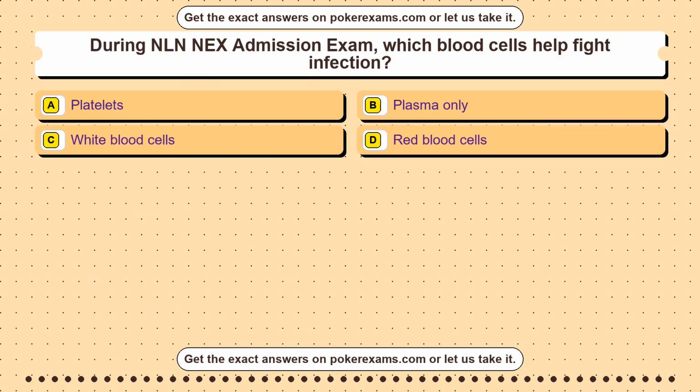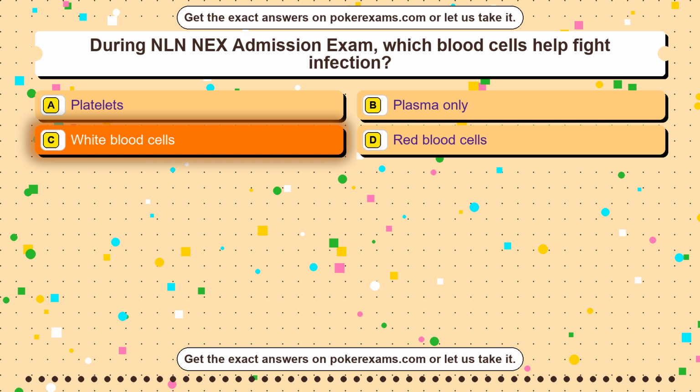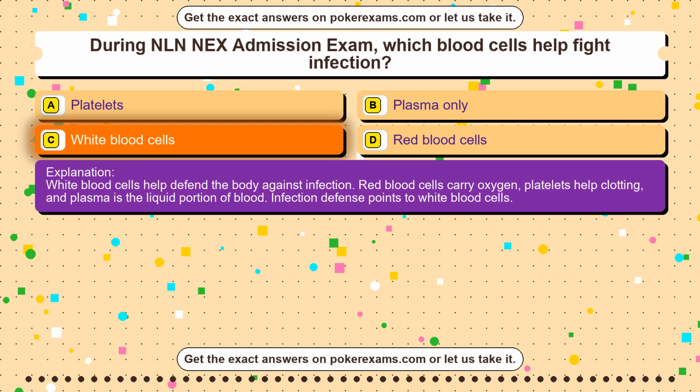Question 31. During NLN NEX Admission Exam, which blood cells help fight infection? Option A platelets. Option B plasma only. Option C white blood cells. Option D red blood cells. The correct answer is option C. White blood cells. White blood cells help defend the body against infection. Red blood cells carry oxygen, platelets help clotting, and plasma is the liquid portion of blood. Infection defense points to white blood cells.